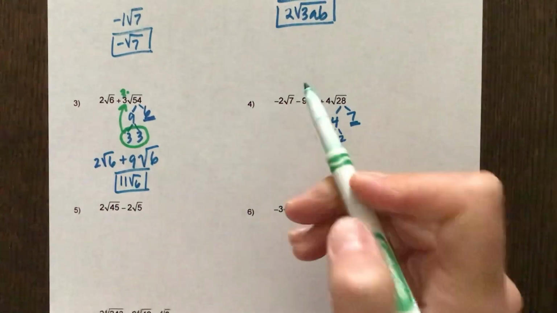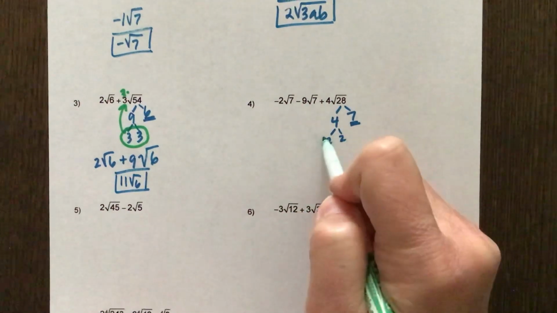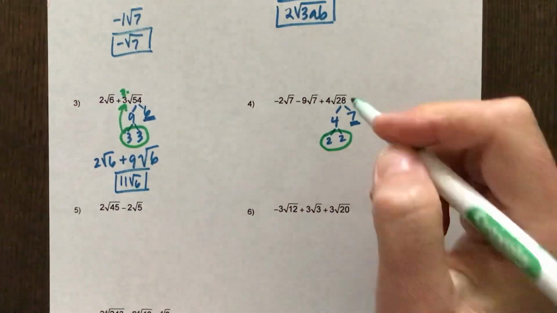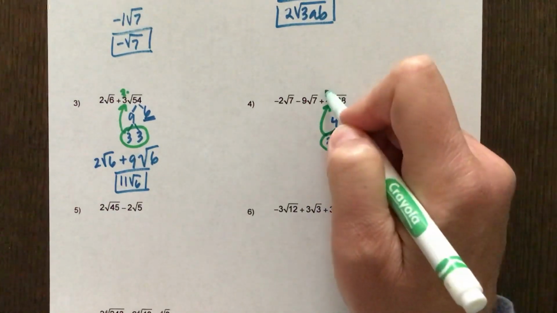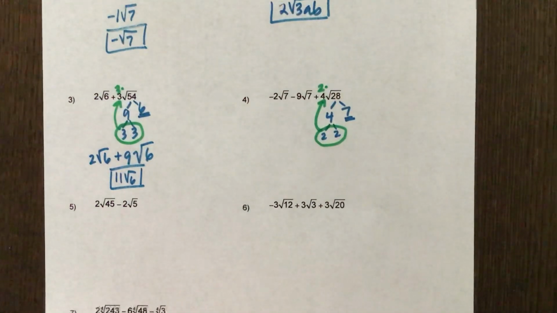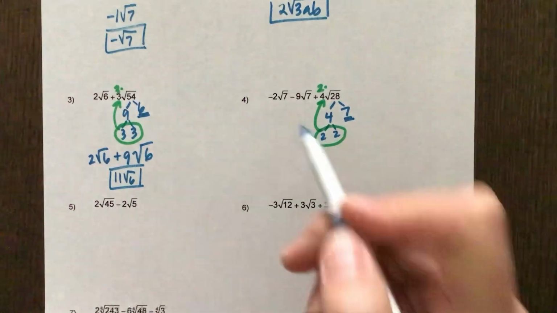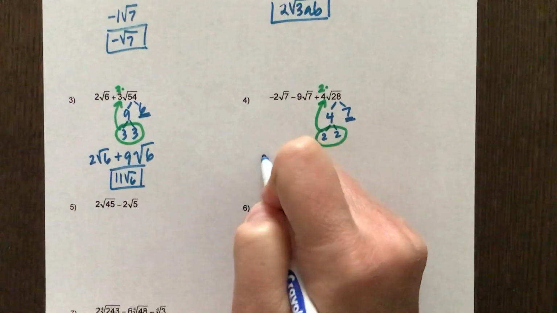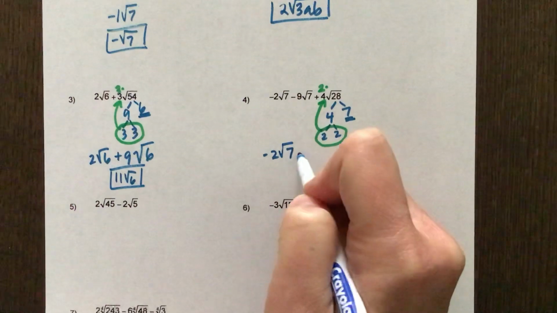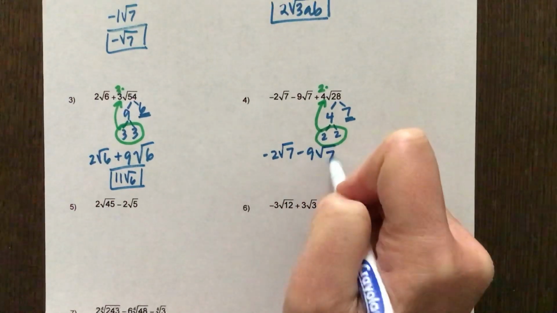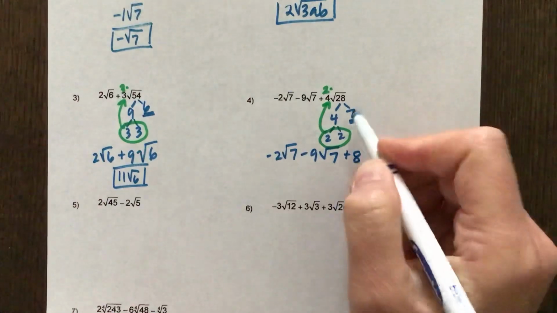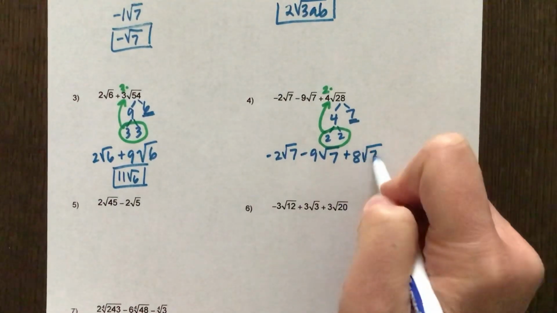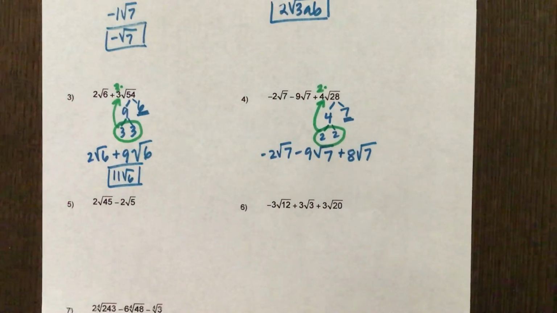And since all of my indexes are 2, I need groups of 2. So that means I can bring these 2 guys out and join in with that 4 that was already out there and multiply it by a 2. So I'm just going to bring these guys down. I'm going to have negative 2 radical 7 minus 9 radical 7. 2 times 4 is going to give me an 8. And then remember, we had that 7 left over. So now all my radicands match.